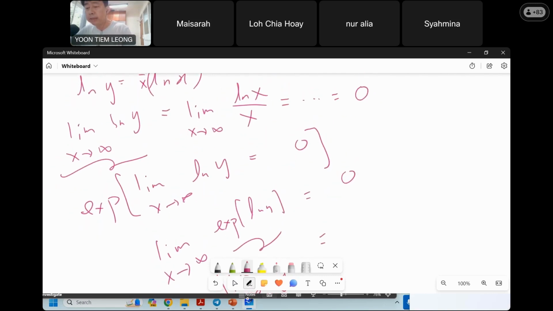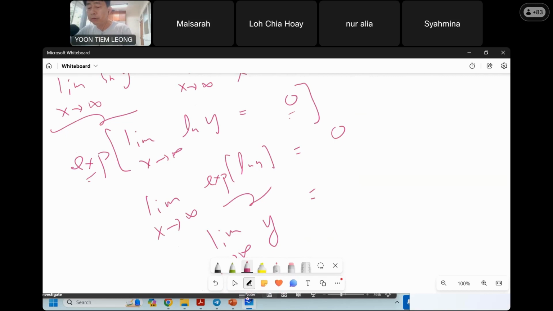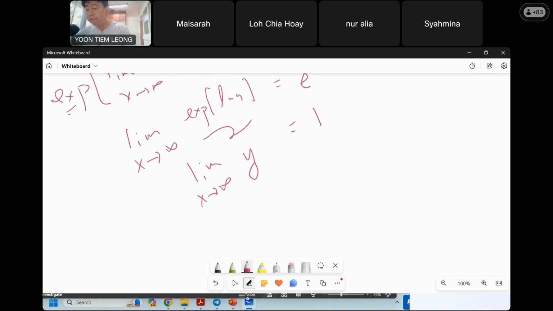So the right hand side is 0. When I take the exponents on the left, I also have to take the exponents on the right. So on the right hand side, it should be e raised to the power of 0. E to the power of 0 is the value 1. Therefore, I come to the conclusion that the limit of x raised to the power of x, when x goes to infinity, is just equal to 1.